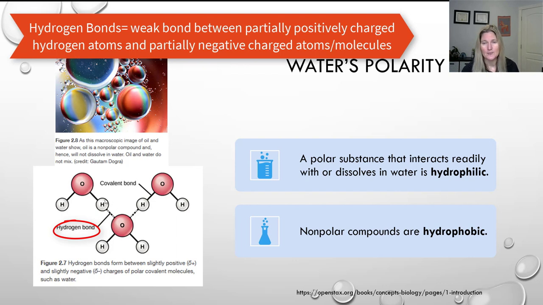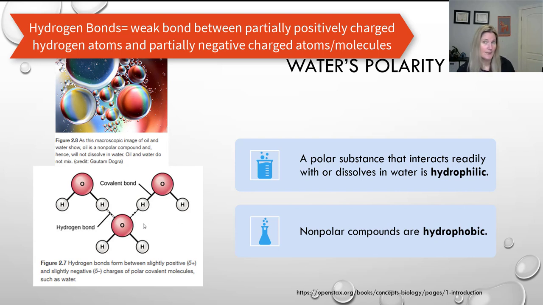Remember that hydrogen has the partially positive end, and a nearby water molecule's oxygen end would have a partially negative charge. These two would be attracted to each other, and that attraction leads to a temporary weak bond called a hydrogen bond. The hydrogen bond forms between two water molecules, whereas the polar covalent bond occurs within the water molecules.